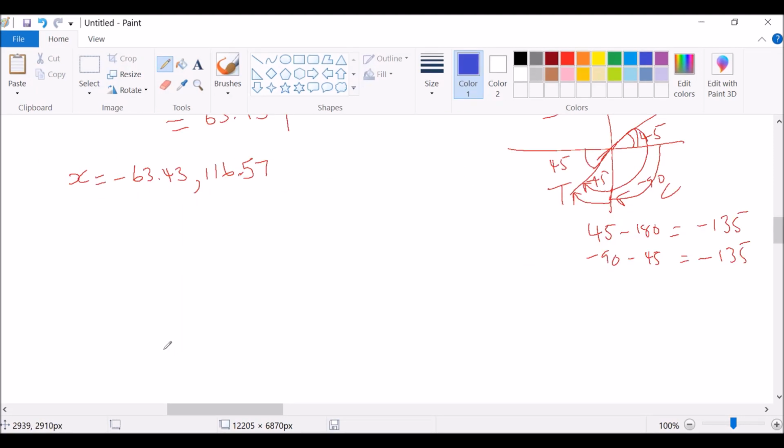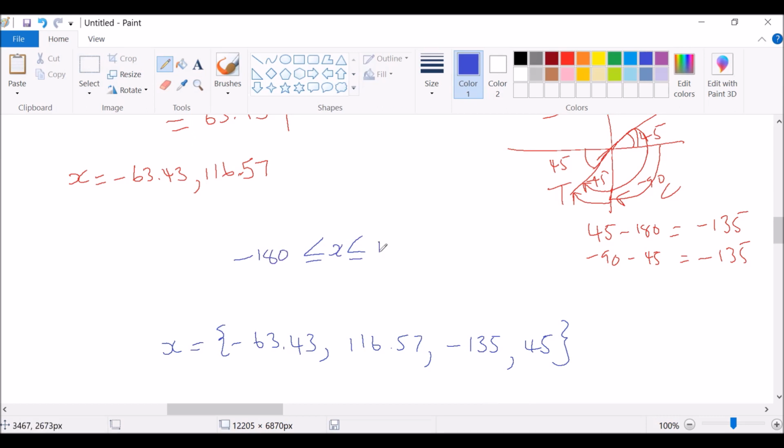Our solution set is x is equal to minus 63.43, 116.57, minus 135 and 45. And we can see they are all between minus 180 and 180 as our question requires.